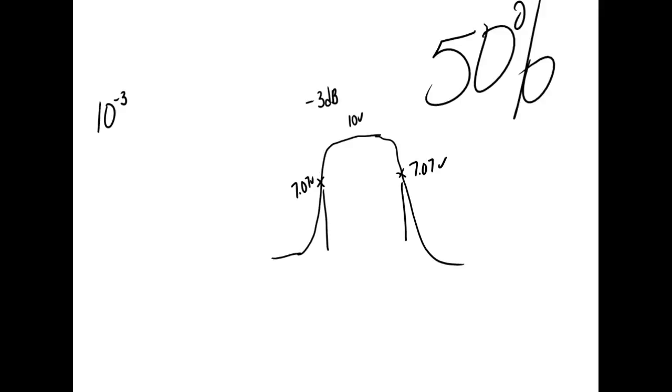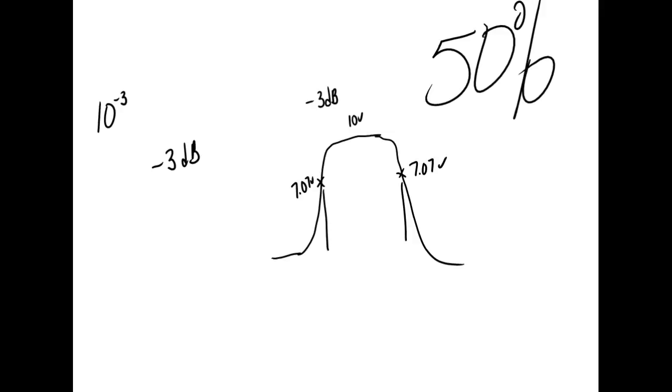Y'all understand that? So a 50% drop in power, we call this 3 dB. So a 3 dB drop would be, if your power dropped by 50%, it would be 3 dB. Or if your voltage dropped to 70.7%, it's going to be 3 dB. Y'all understand? Yes or no?